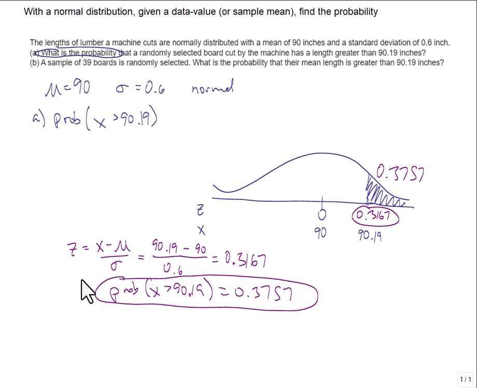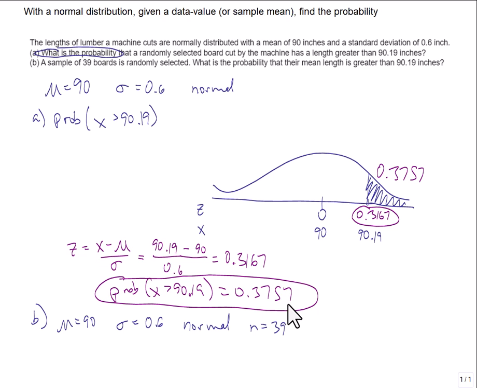Okay, so next we take a look at part B. Part B says a sample of 39 boards is randomly selected. So this is already new information. We still have mu equals 90, sigma equals 0.6, and it's normal, but now we have n equals 39.